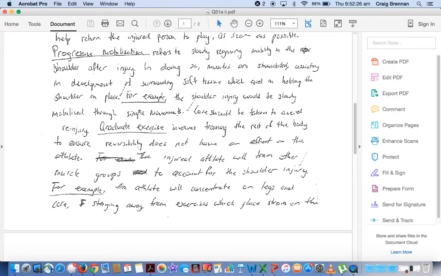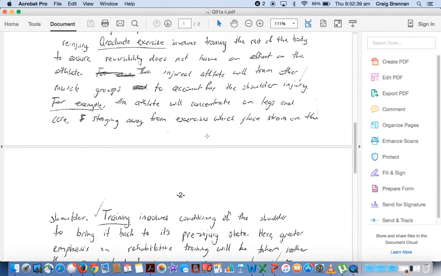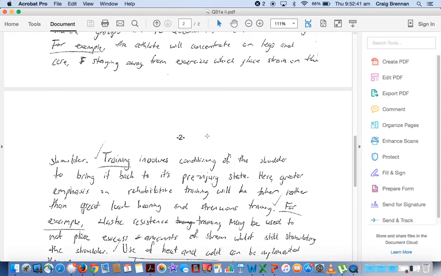Goes through graduated exercises, talks about involving training the rest of the body to ensure that reversibility does not have an effect on the athlete. Gives his example to support it as well. Talks about concentrating on the legs and the core, staying away from exercises which place strain on the shoulder. So he's still looking at his total body fitness and maintaining where he is.